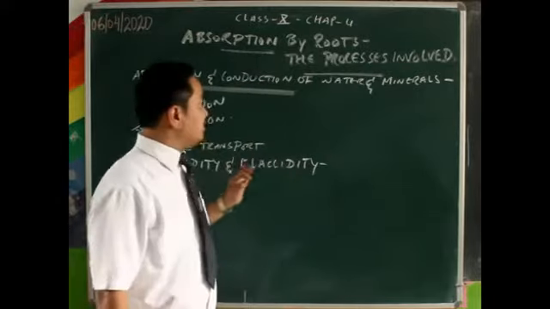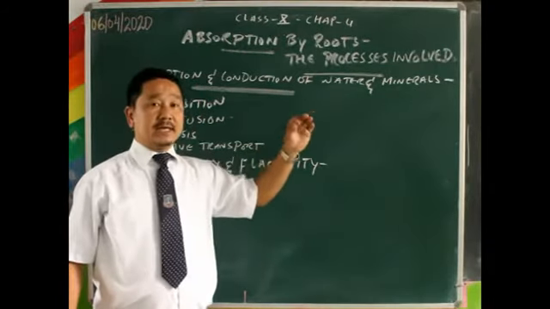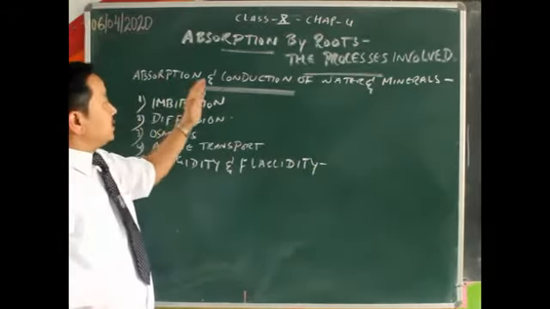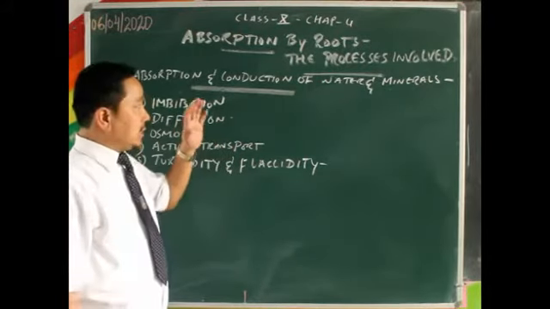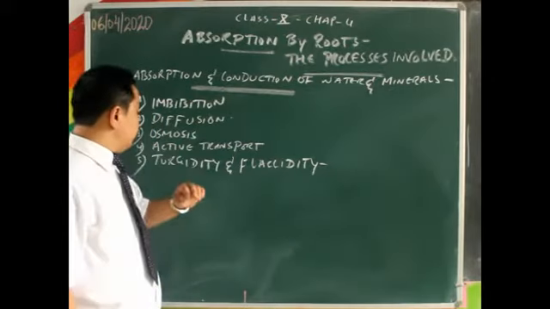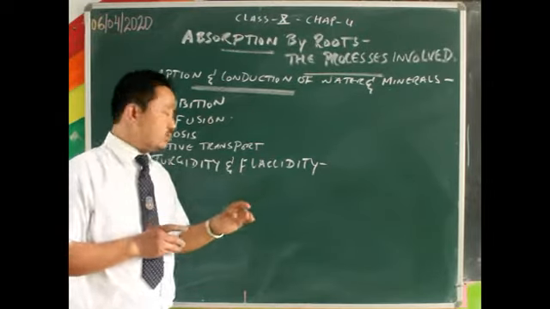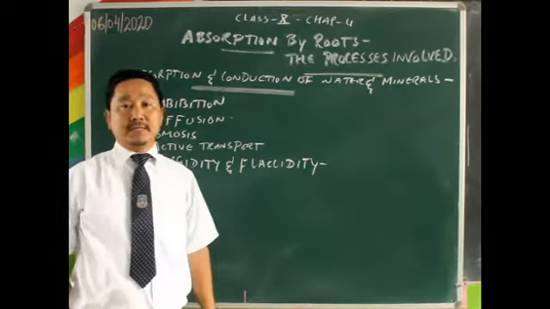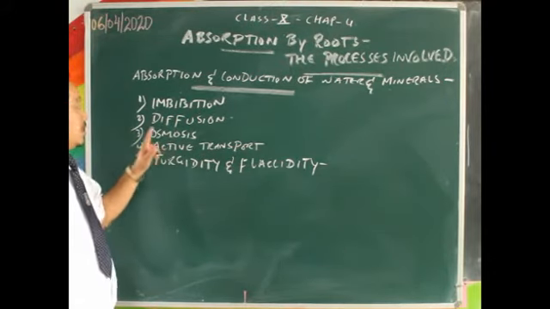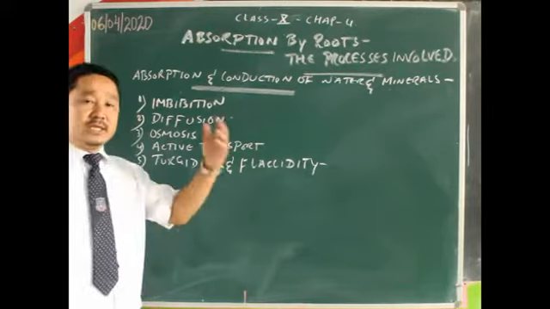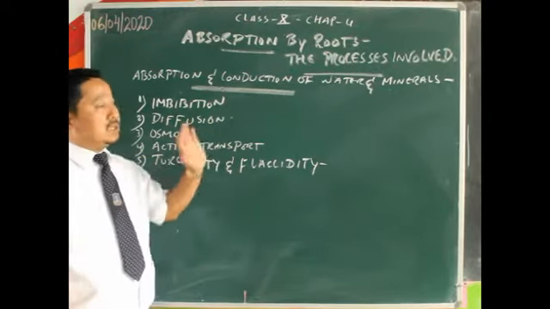In the last class, we discussed the absorption and conduction of water and minerals and the processes involved in that particular portion of this chapter. We already know there were 5 processes involved. But in the last class, we could not complete all of them. We did up to osmosis only: imbibition, diffusion, osmosis. These 3 processes we did in the last session. So today we will do the remaining 2 processes.